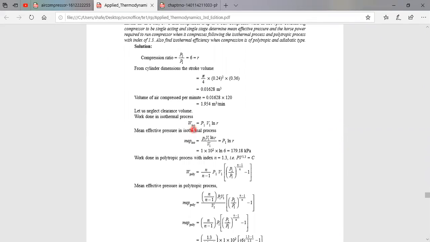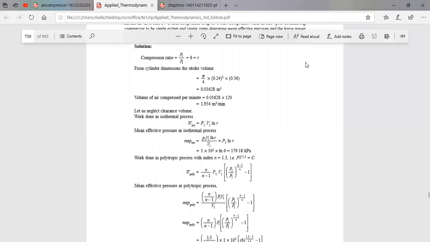Work isothermal is given by P1 V1 ln R. R is the compression ratio, that is P2 by P1. That is equal to V1 by V2. Both are the same. Now, one more formula given here is the mean effective pressure. So what is mean effective pressure? The mean effective pressure is given by the ratio of work done.